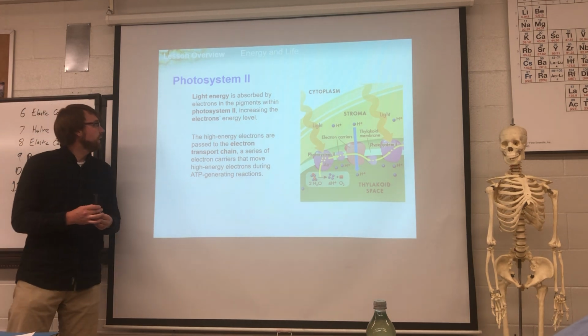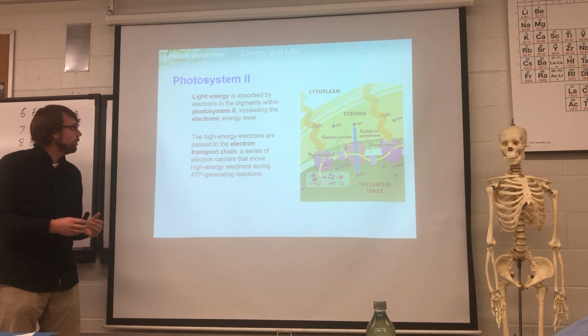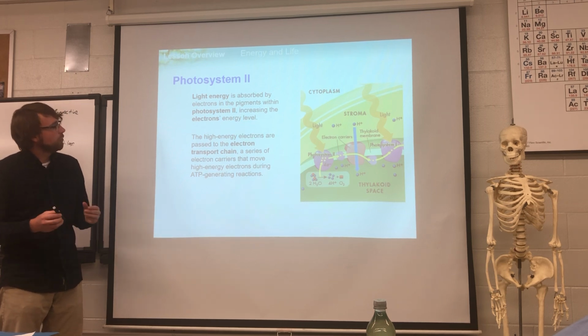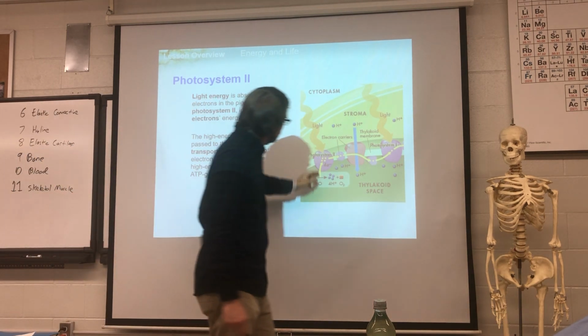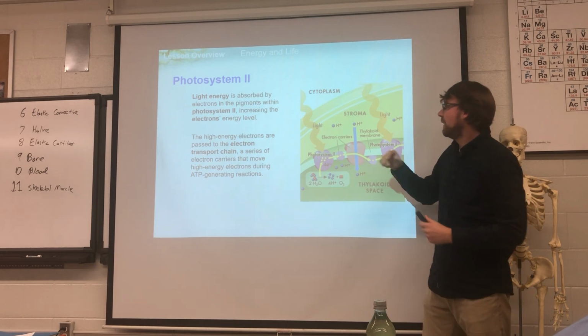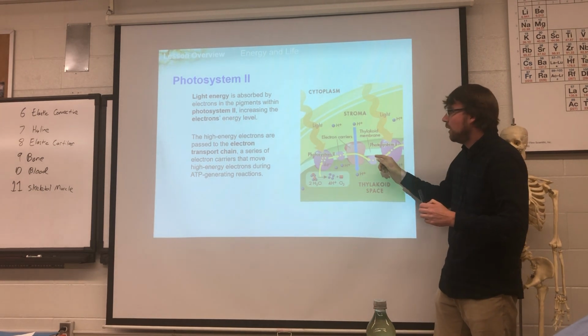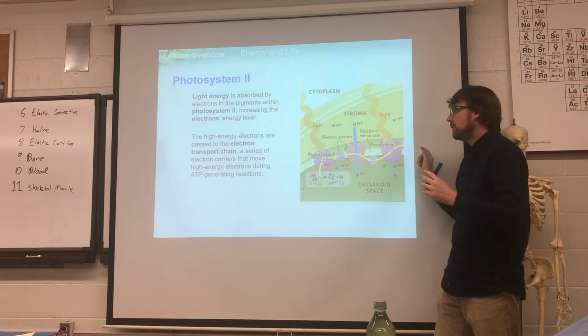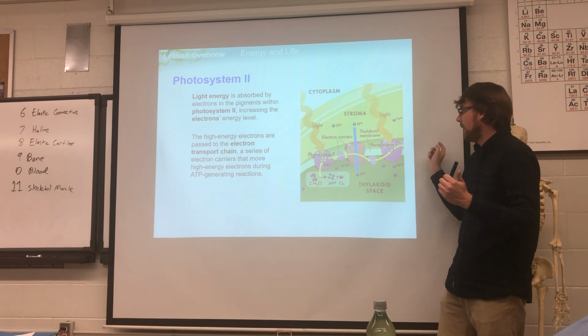Light energy is absorbed by electrons in the pigments within photosystem 2, increasing the electron's energy level. So the start of this is going to be photosystem 2. The high energy electrons are passed to the electron transport chain, which is a series of electron carriers that move high energy electrons during ATP generating reactions.